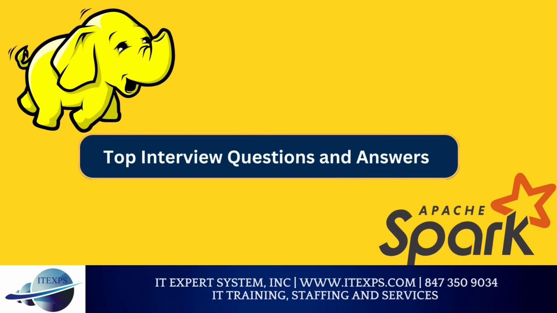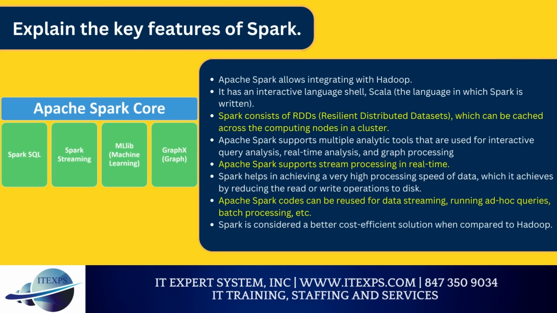Interview question and answer. Explain the key features of Spark. Apache Spark allows integrating with Hadoop. It has an interactive language shell, Scala, the language in which Spark is written. Spark consists of RDDs, resilient distributed datasets, which can be cached across the computing nodes in a cluster.